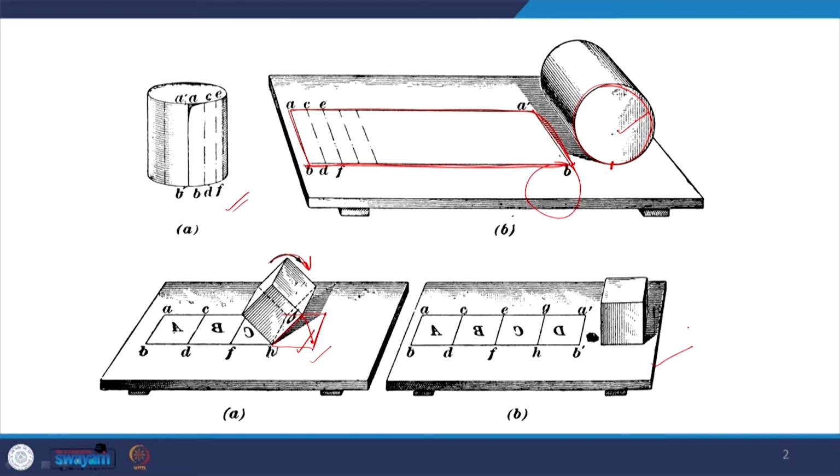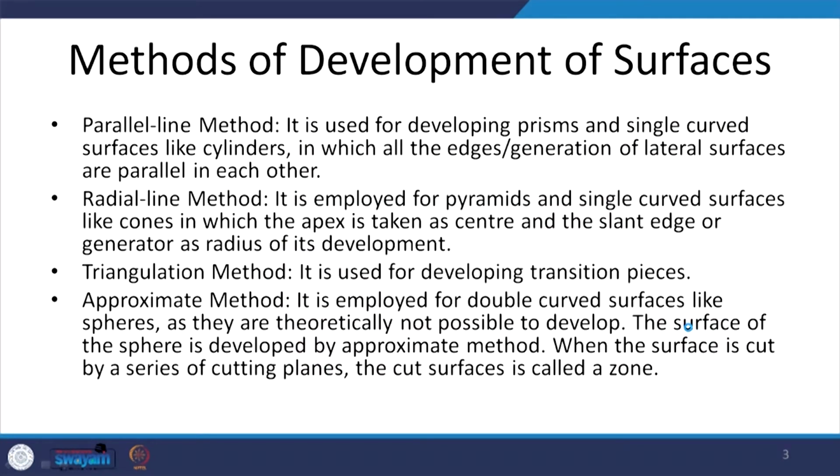So, for that matter, any prismatic solid can be produced like this, or its surface can be produced like this. There are multiple methods of development of surfaces which can be followed. One is what I have just showed you, which is the parallel line method. This is the first one, which is the most common. It is primarily used for developing prisms.